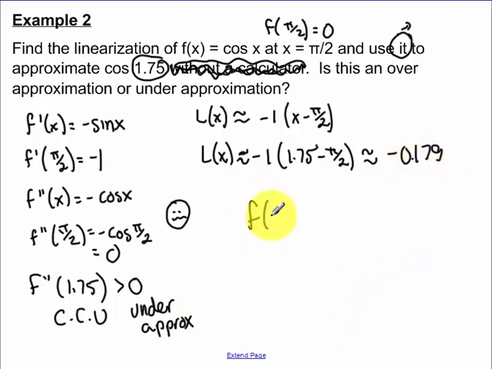When I actually evaluate the function at 1.75, that is equal to negative 0.178. And now notice how this number is a little bit bigger than this one, so this is less than, that's why it is an under approximation of my actual value.